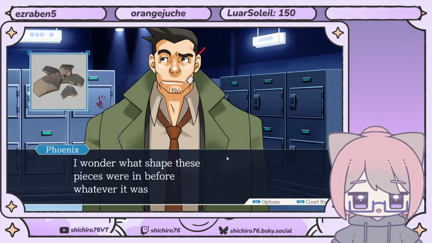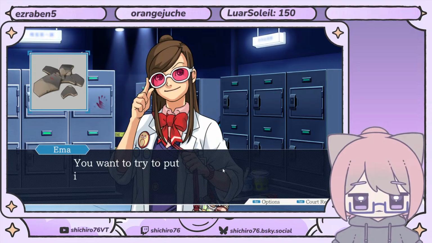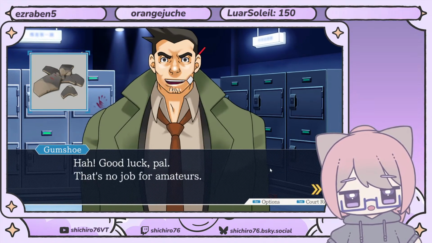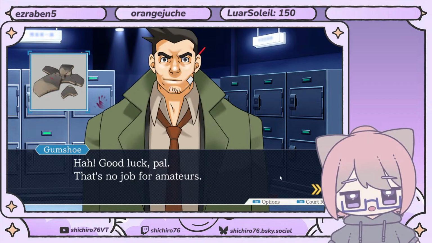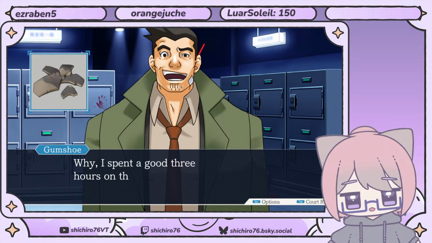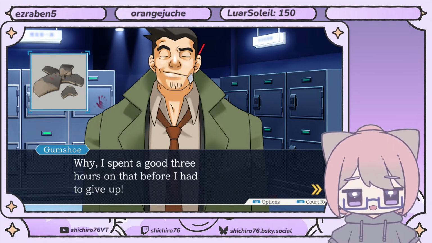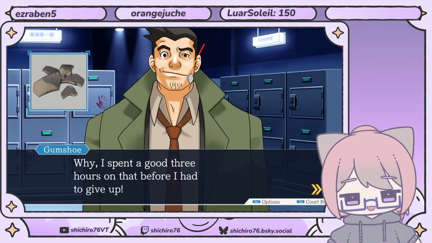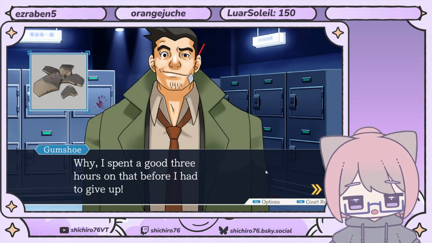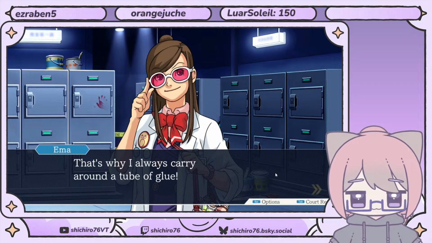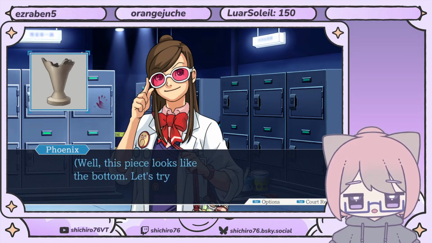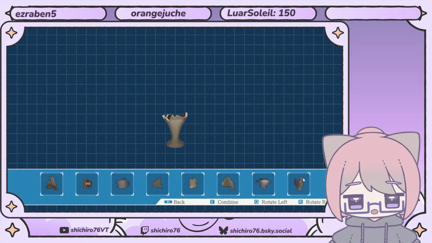Wonder what shape these pieces were in before whatever it was broke? You wanna try to put it back together, huh? Good luck, pal. No job for amateurs. Clearly not, but you're leaving it up to me anyway, game. Well, I spent a good 3 hours on that before I had to give up. Felt. Screenshot taken. Good thing we always have glue. Let's try putting the rest in place.